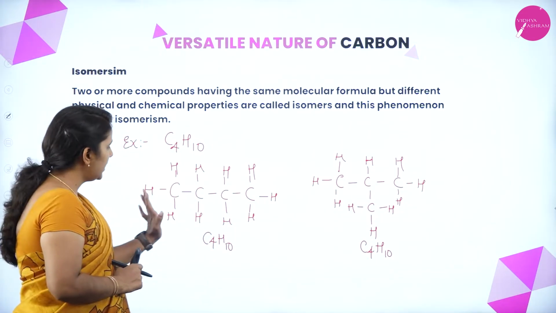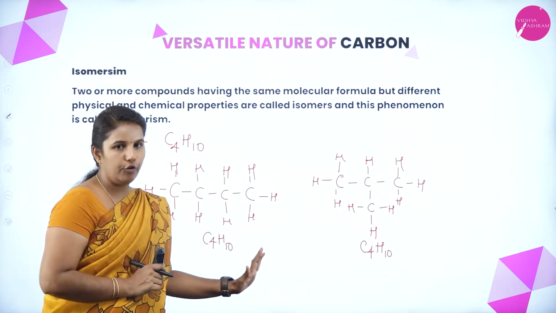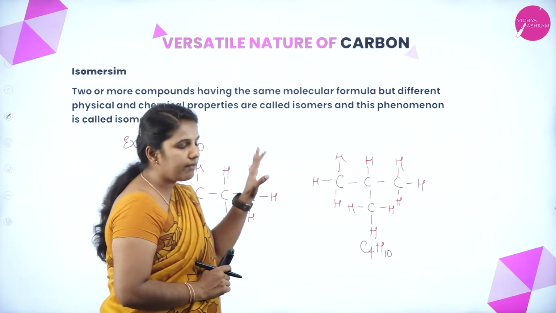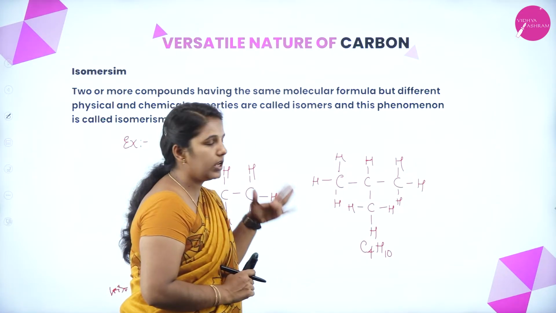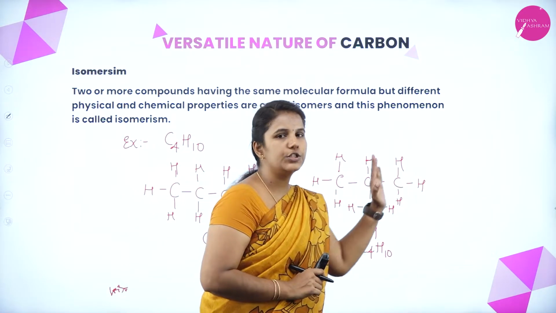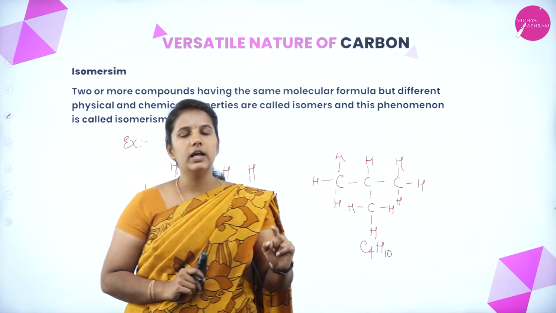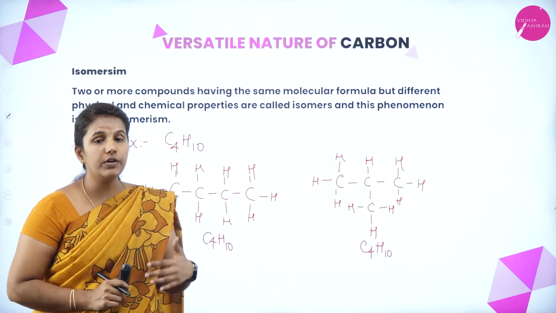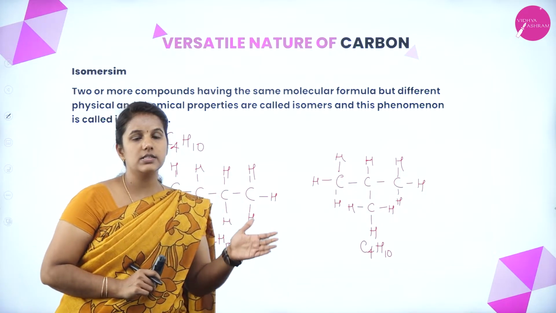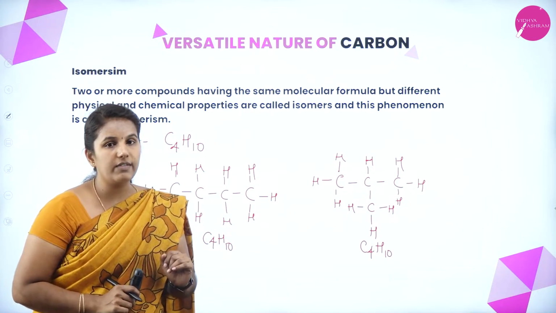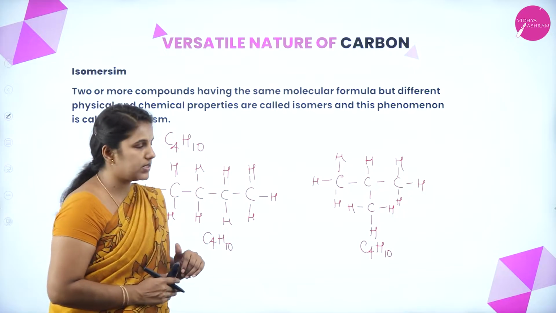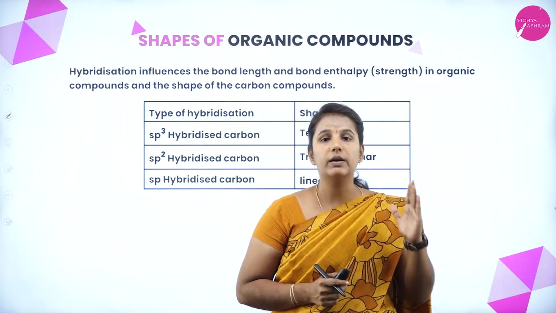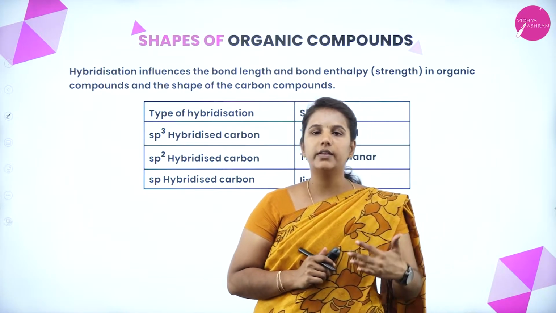You can see that this is my straight chain having 4 carbon atoms and 10 hydrogen atoms. This is also having 4 carbon atoms with 10 hydrogen atoms, but it is a branched one. So this shows that if 2 or more molecules have the same molecular formula but different structural formulas, we say they are isomers, and the phenomenon we call isomerism.